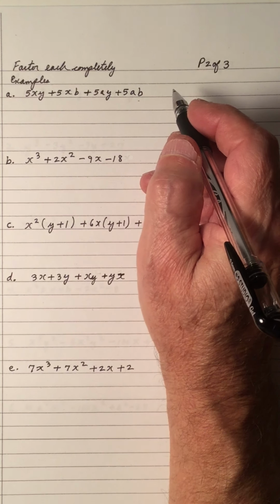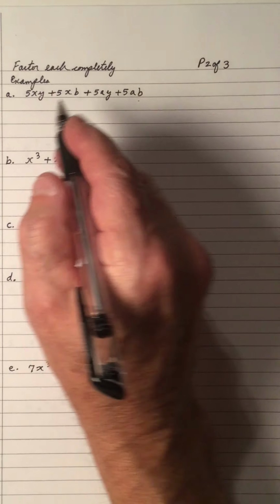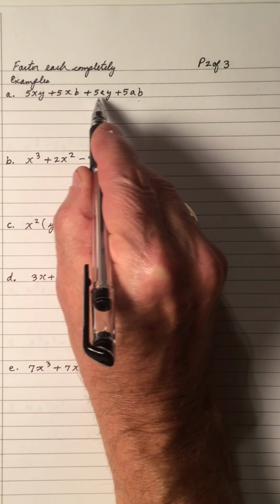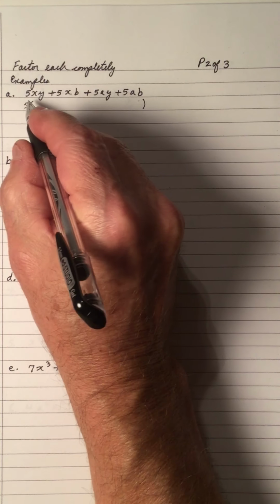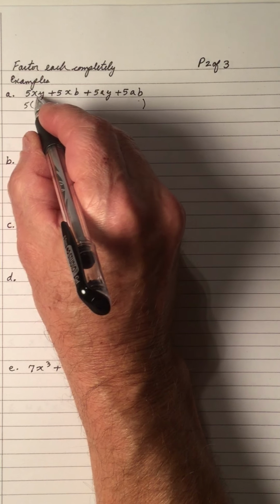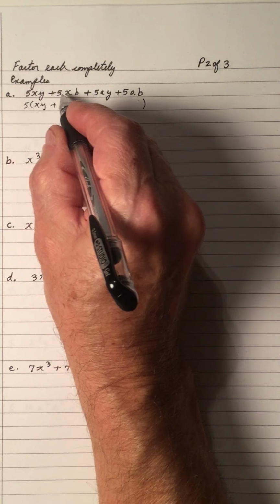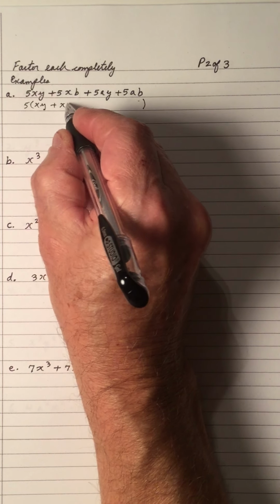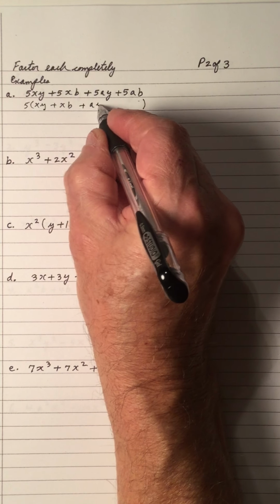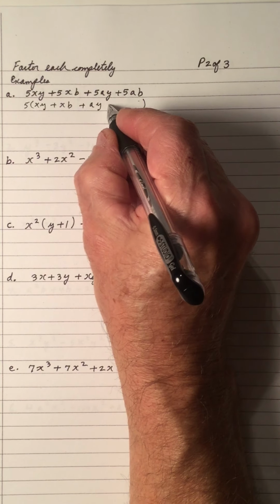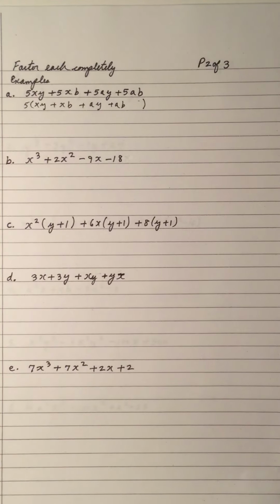Well, we have to remember that the first rule of factoring is remove the GCF if there is one. And notice that we have a 5 in each term. So I'm going to take the 5 out of each term. 5 is a GCF, so 5xy divided by 5 is xy, plus 5xb divided by 5 is xb, 5ay divided by 5 is ay, 5ab divided by 5 is ab. So we have the 5 taken out because of GCF.